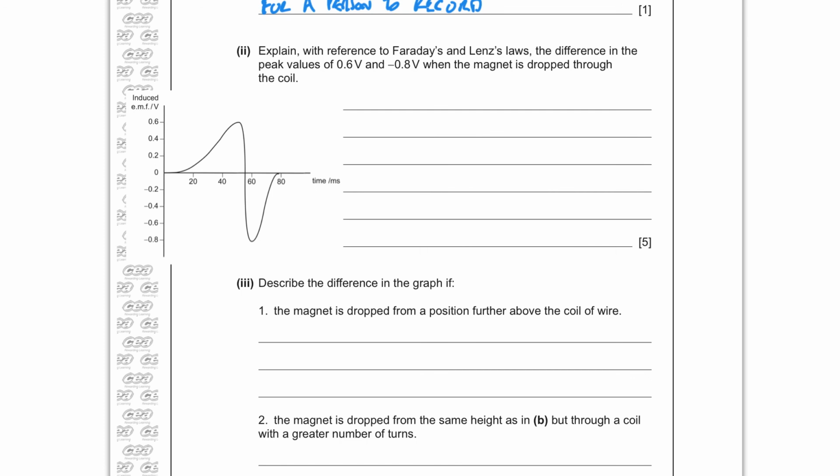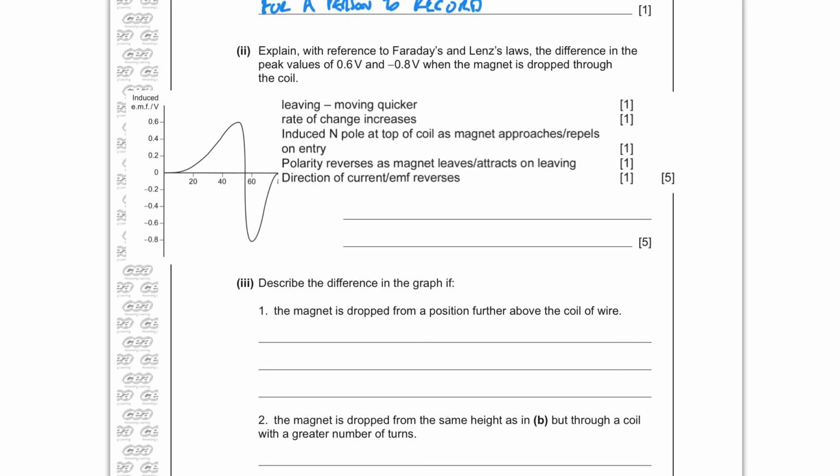So we need to talk about the fact that it's accelerating, which explains why the second peak is bigger than the first peak. We need to talk about the fact that it's going into the coil in one case and out of the coil in the other, which gives you the reversal of directions. So this is what the mark scheme is looking for.